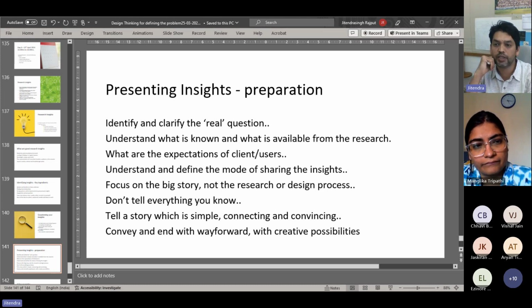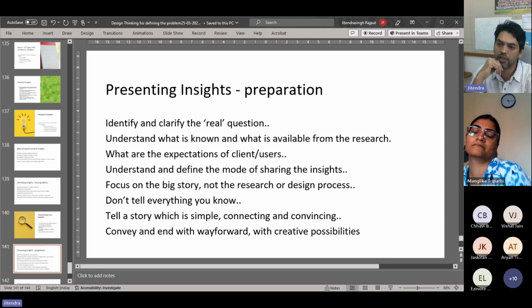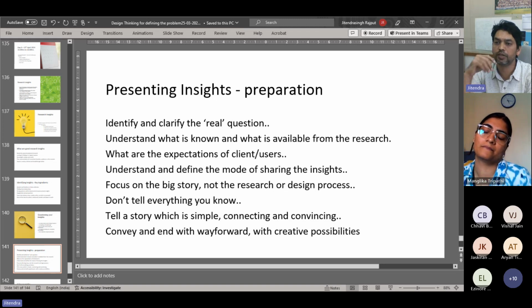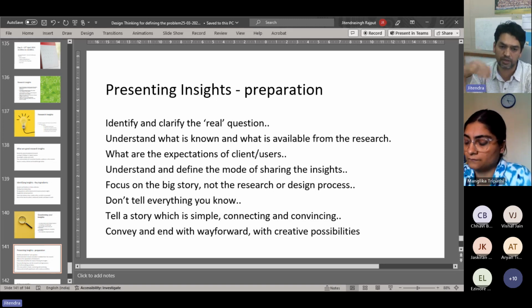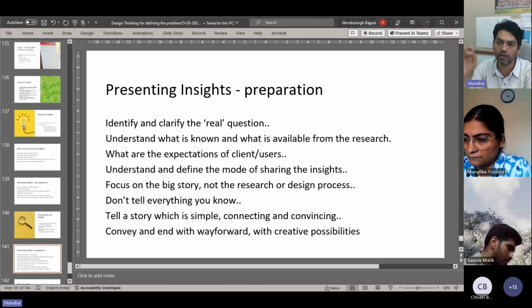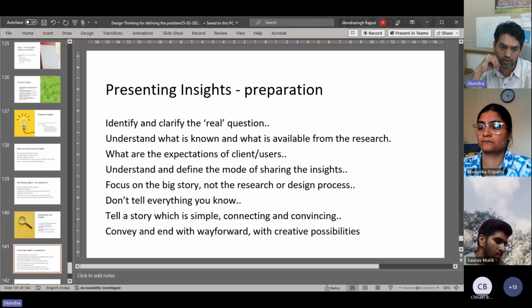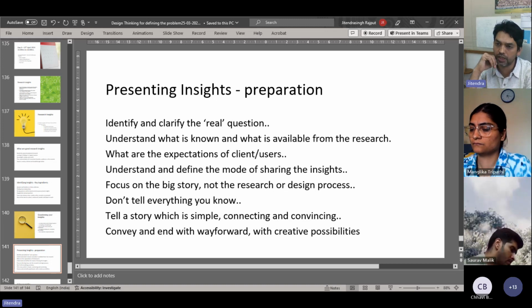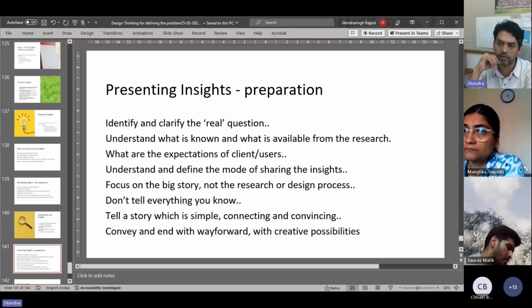Understand and define the mode of sharing the insights. Maybe sometimes you get a chance, you just go and tell people, and people take your idea and are ready to discuss further. In some cases, you have to make an extensive presentation and you have to justify your work or your idea in the right manner. So make sure that your mode of presentation, mode of sharing insight, is right, and it is making some connection between you and the audience.